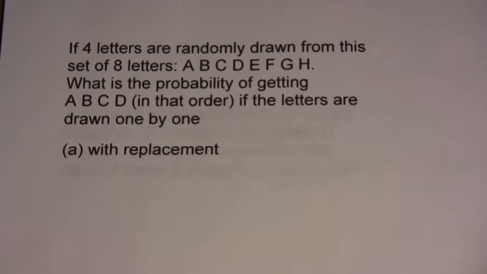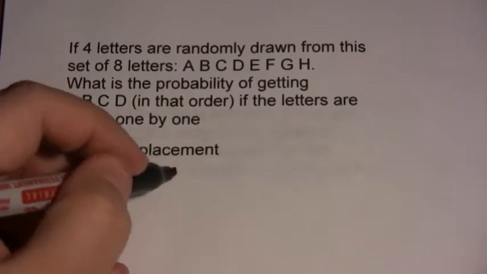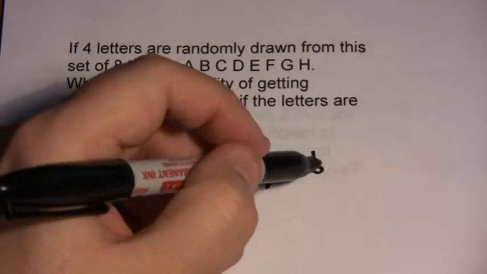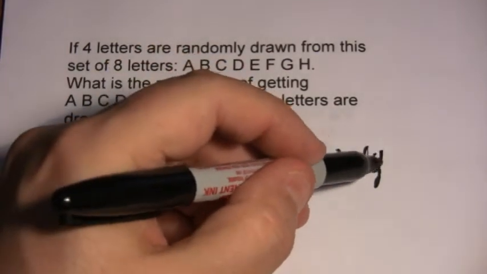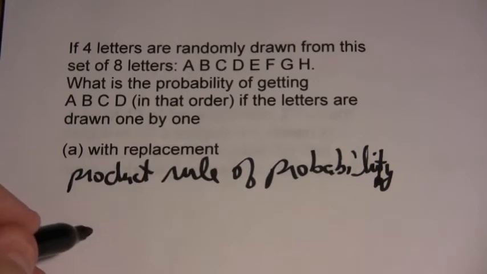This is basically a product rule, going back to the rules that I showed you at the very beginning. This is basically a product rule or probability problem. In other words, I'm just multiplying a bunch of probabilities together to get the final answer. I'm going to draw one letter.